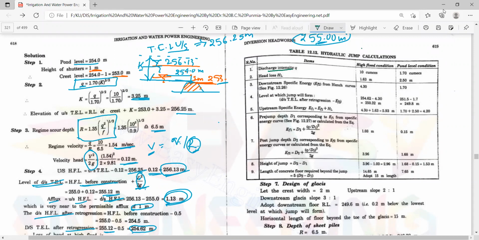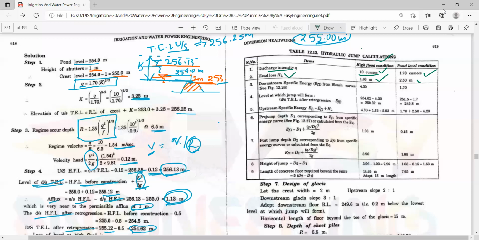The discharge, if you consider the high flood level, the given problem mentions as 10 cumecs per meter. If you take the pond level, discharge will be 1.70, which we calculated earlier. This is given in the problem. And the loss of head, you see the loss of head, first case 1.63. You can observe it here. Loss of head for the high flood level condition is 1.63 meters. If you consider the pond level, that is 2.5 meters.